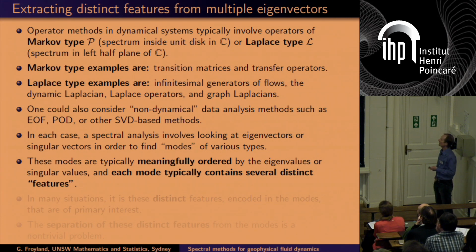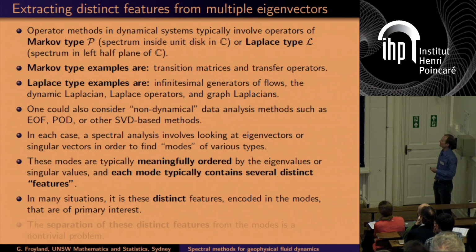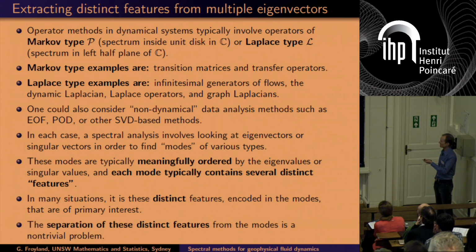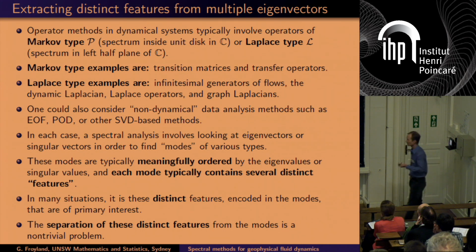Okay? And each of these modes has several distinct features, and often the extreme values of the modes are what catches your eye and what you want to look at. So how do you take out these distinct features? How do you separate these distinct features from several modes?